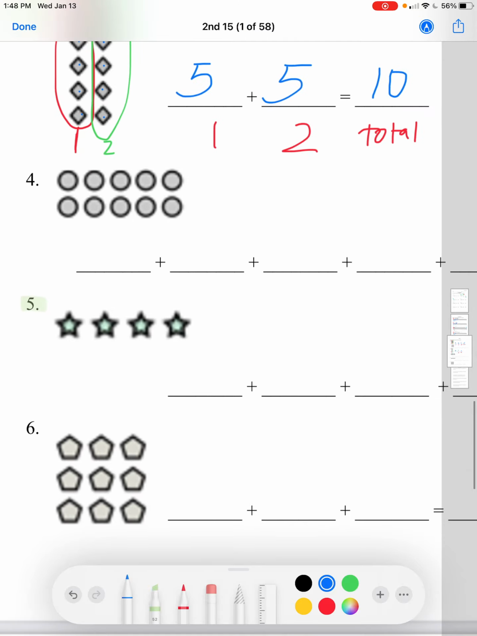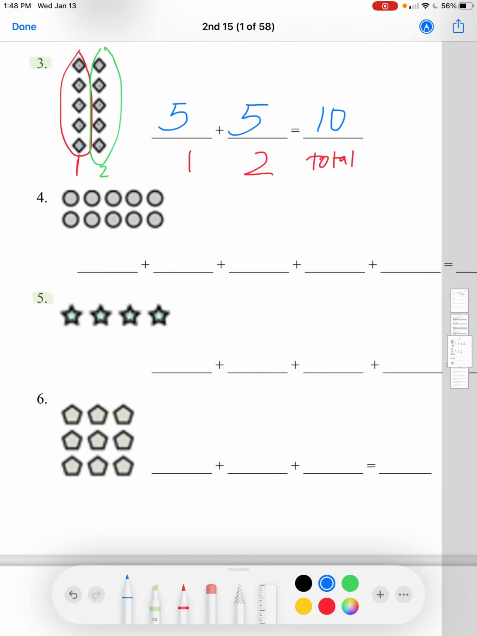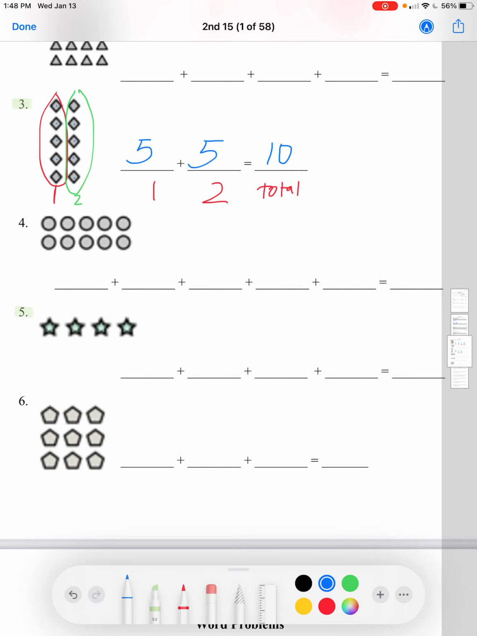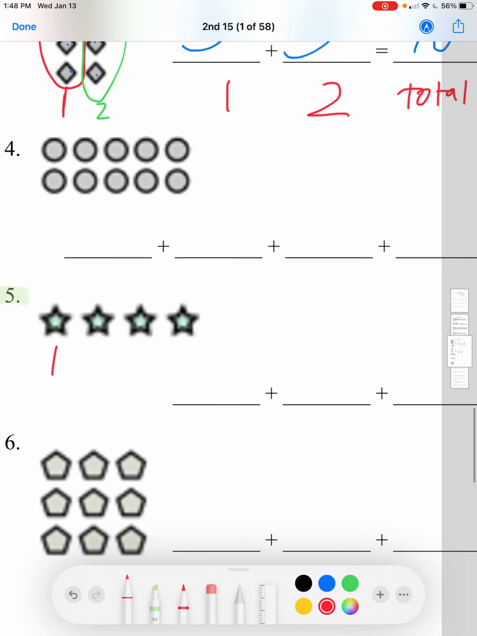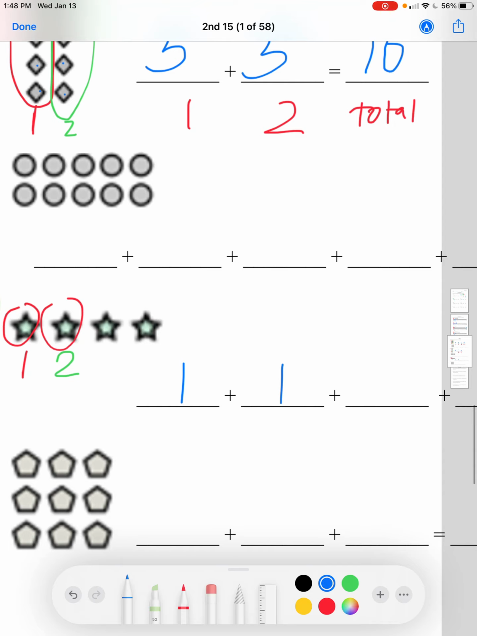Let's do one last one. We have number 5. We're given 4 stars and we're going to make an equation. So each add-in is always going to be the column. So columns are vertical, right? So we have 1, 2, 3, 4. If you look here, our column 1 only has 1 star. And our column 2 also has 1 star. And our column 3 also has 1 star. And our column 4 has 1 star.